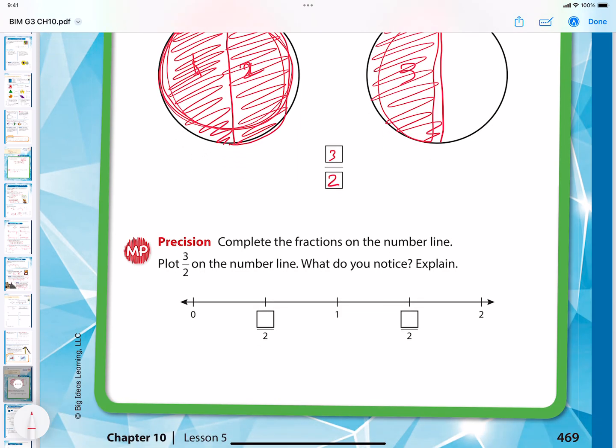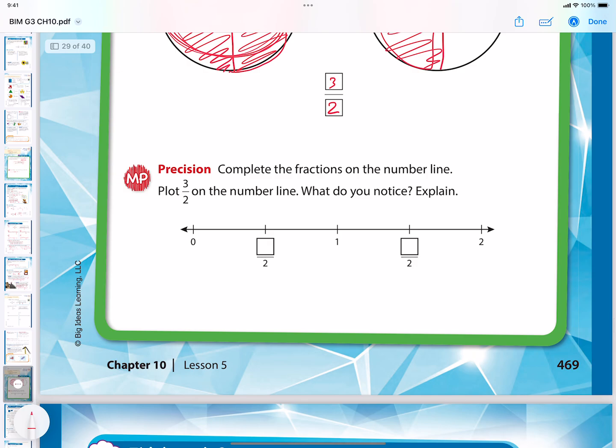Now here they are asking us to complete the fractions on a number line and plot 3 halves on the number line. What do you notice? All right, so now here, this whole, from 0 to 1 whole, is split into what? 1 and 2 pieces. That's what it meant. We call this what? Yes, denominator, right? And this is what? 1 jump out of 2. And this should be what? 2 out of 2 is equal to what? 1 whole. You see that?